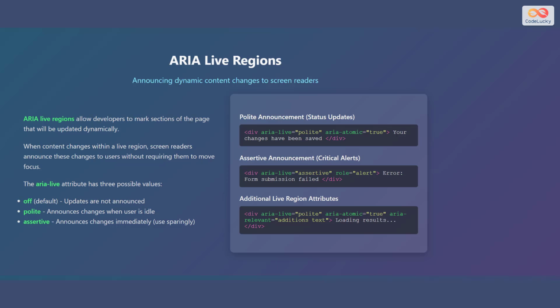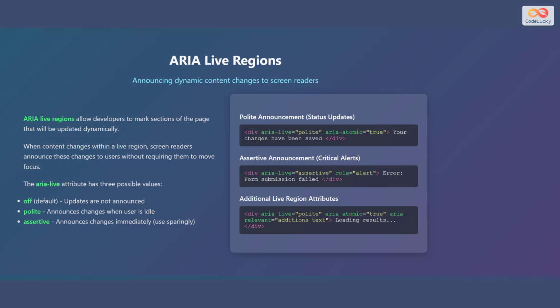ARIA Live regions allow developers to mark sections of the page that will be updated dynamically. When content changes within a live region, screen readers announce these changes to users without requiring them to move focus. The ARIA Live attribute has three possible values: off, which is the default, meaning updates are not announced; polite, which announces changes when the user is idle; and assertive, which announces changes immediately.